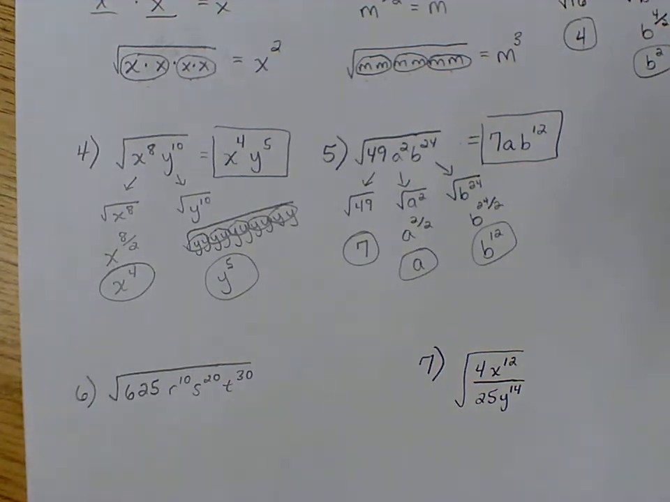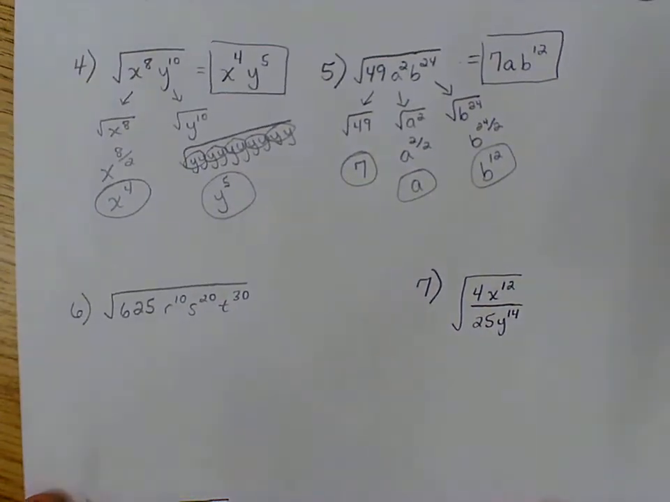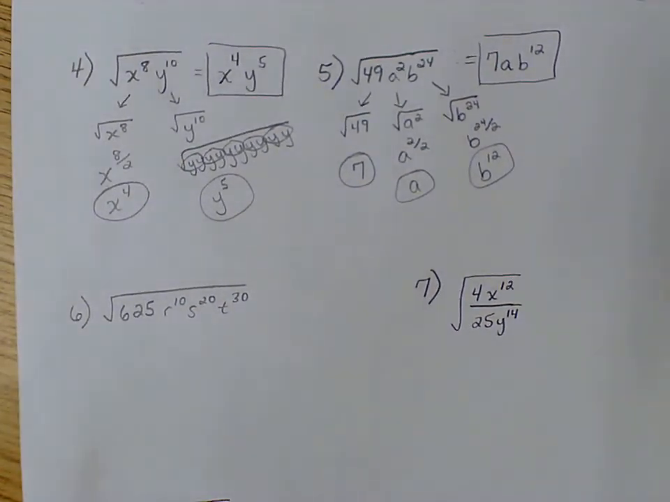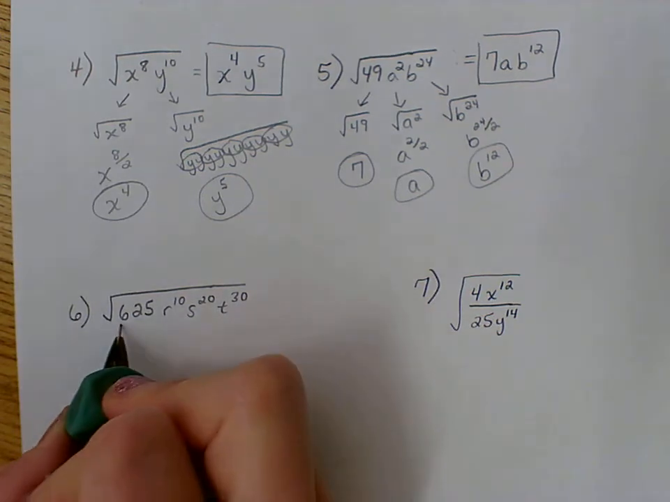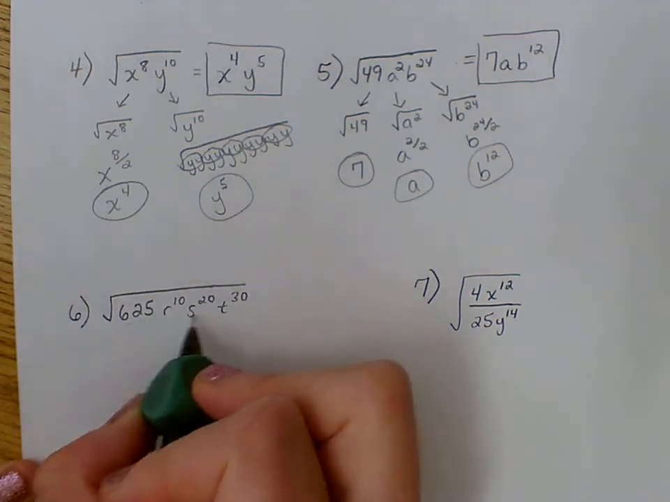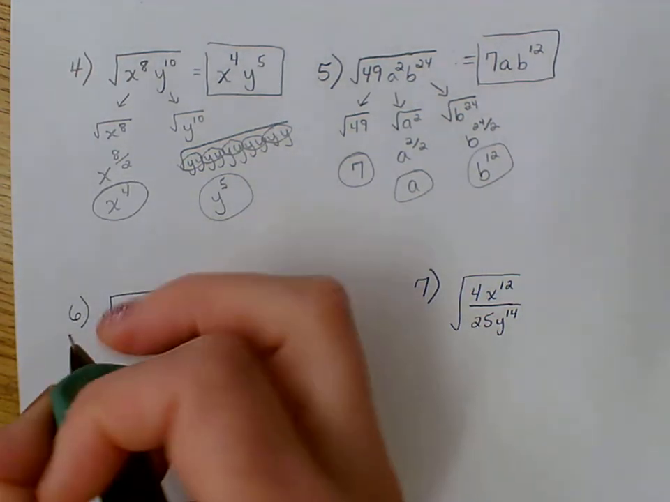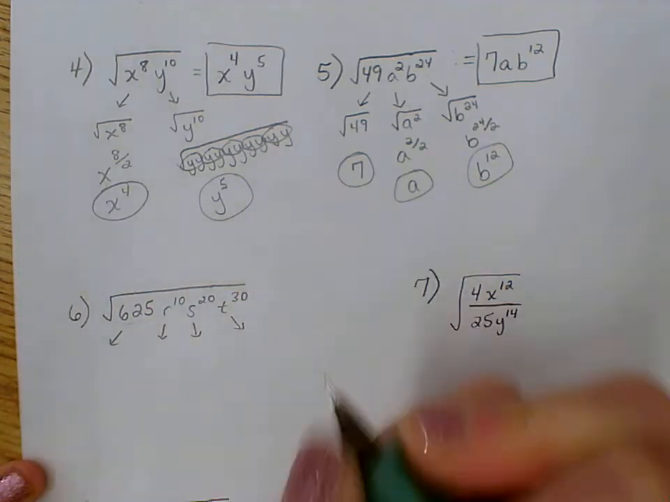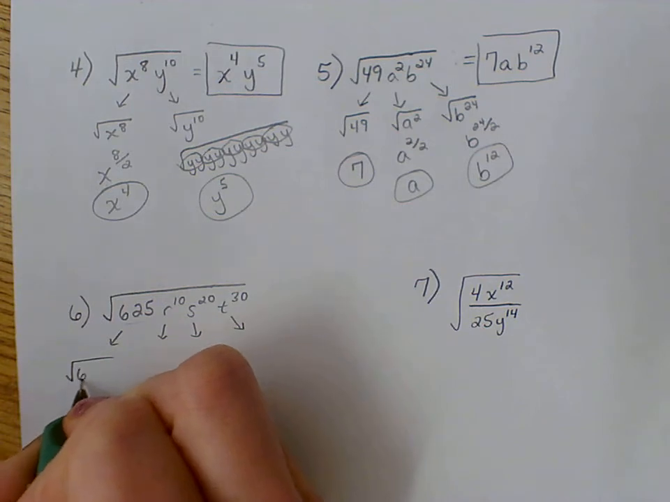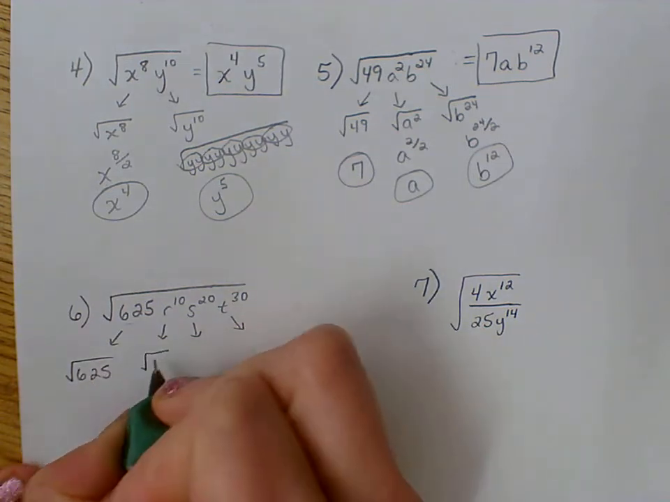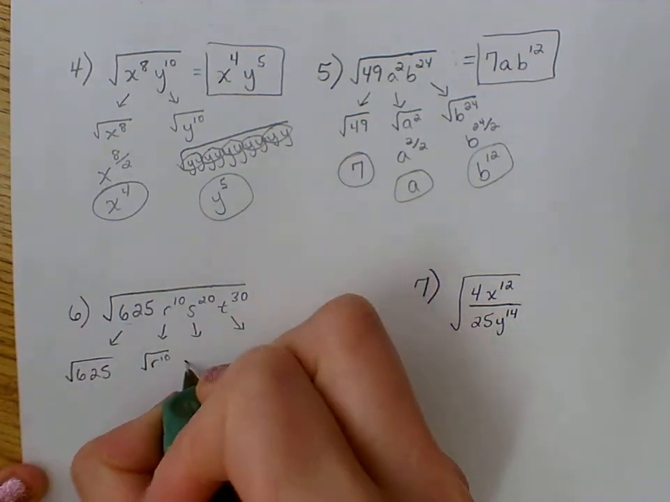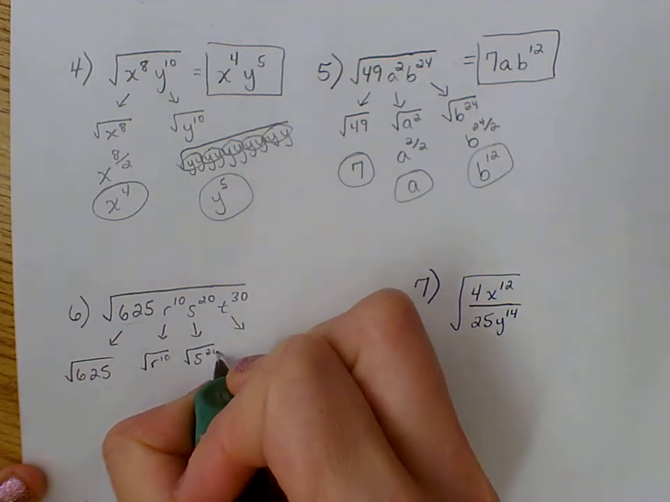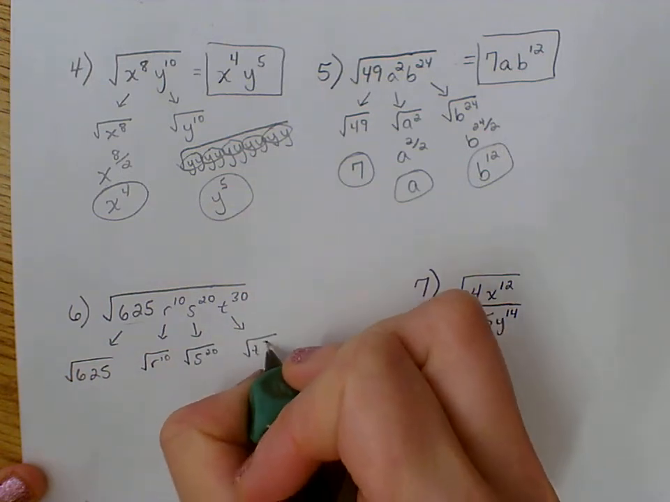All right, so this next one, how many radicals are we going to have to separate it into? That's the first question you should be asking yourself. And so notice you've got 1, 2, 3, 4 things. So separate them into the 4 different parts. Okay, so we got the square root of 625, the square root of r to the 10th, the square root of s to the 20th, and then the square root of t to the 30th.